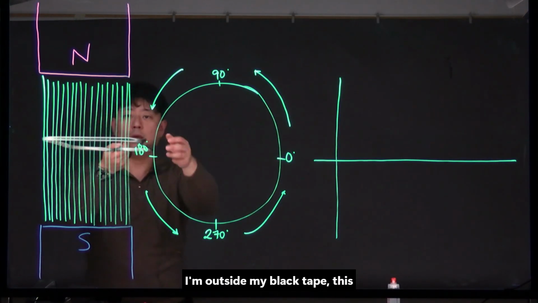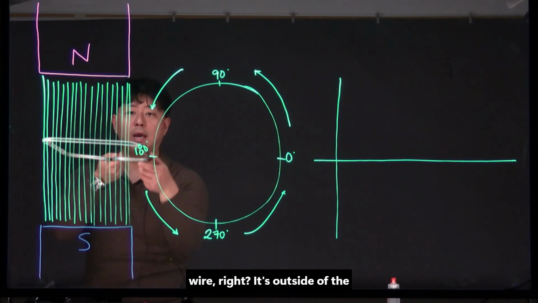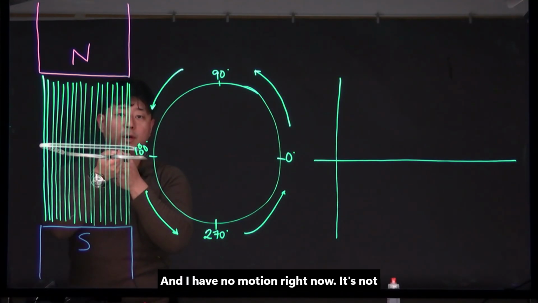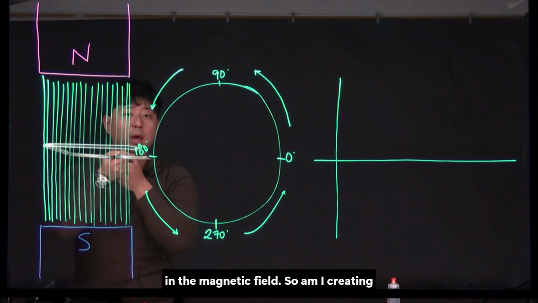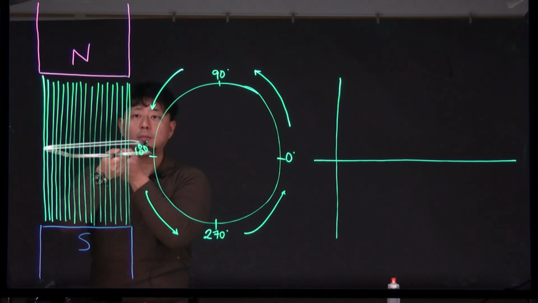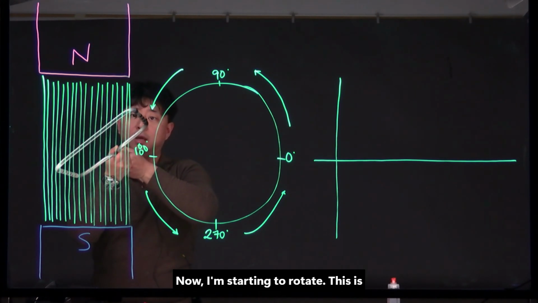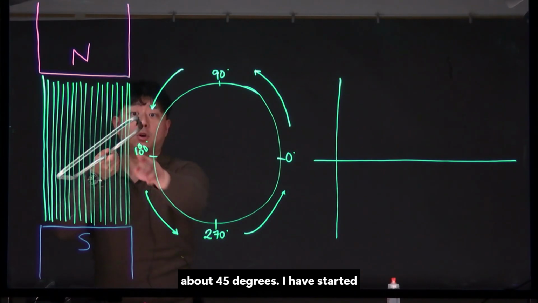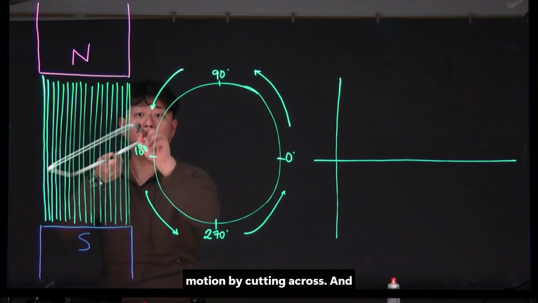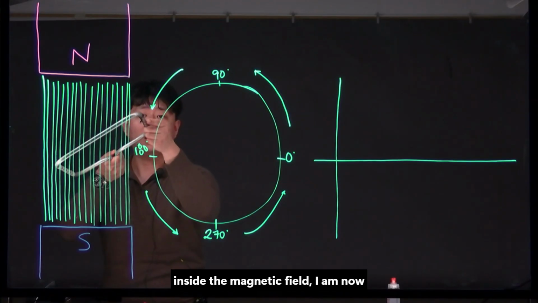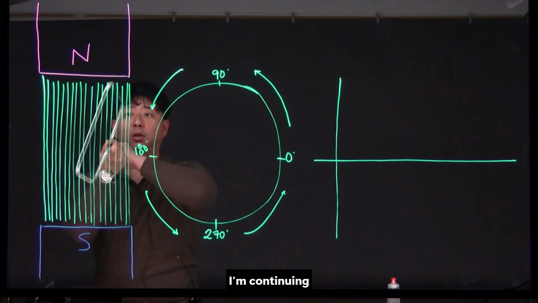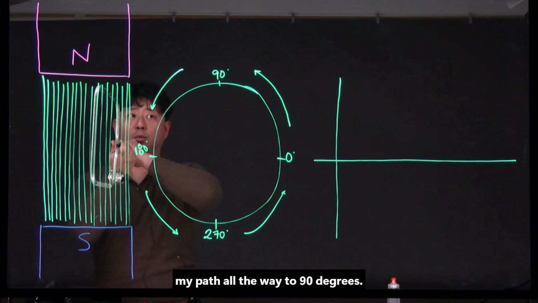Right now, I'm outside my black tape, this wire is outside of the magnetic field, and I have no motion right now. It's not in the magnetic field. So am I creating any current or any EMF, the voltage? No, I'm not. Now I'm starting to rotate. This is about 45 degrees. I have started to cut across some of the magnetic field, so I have a relative motion by cutting across, and inside the magnetic field, I am now generating current and the voltage. I'm continuing my path all the way to 90 degrees.